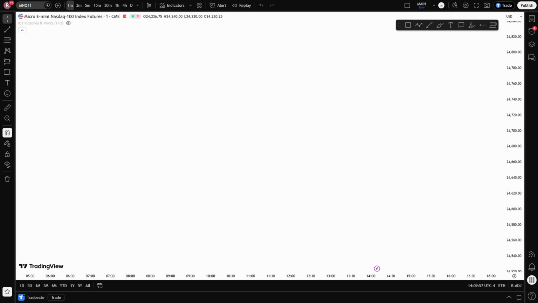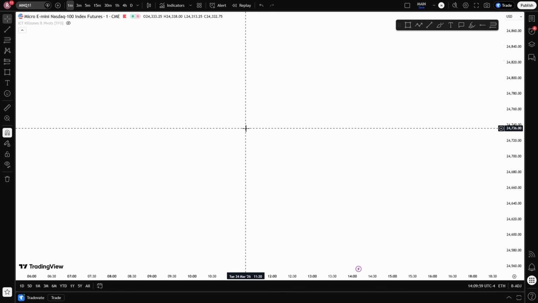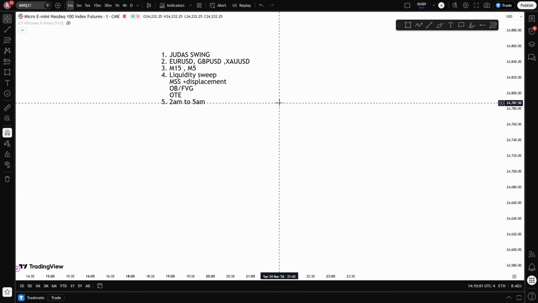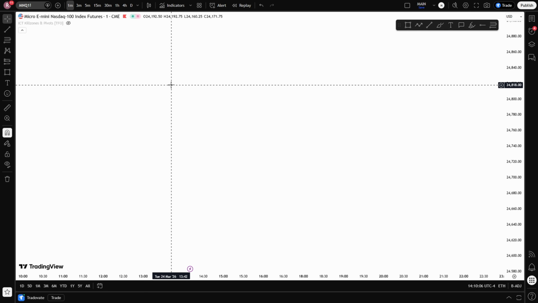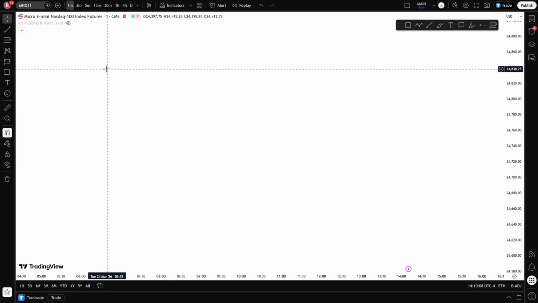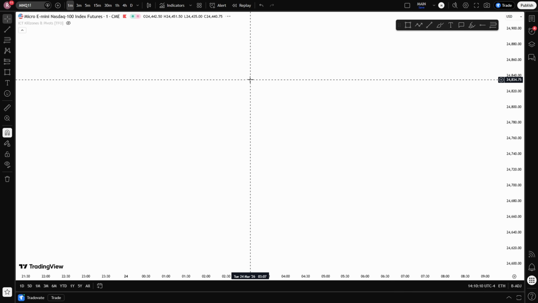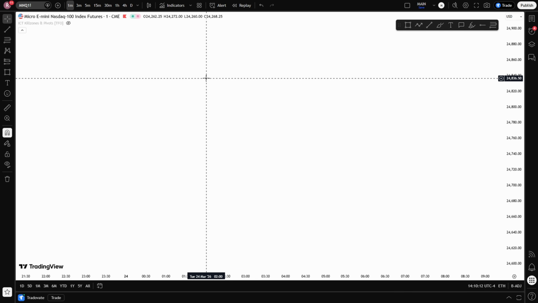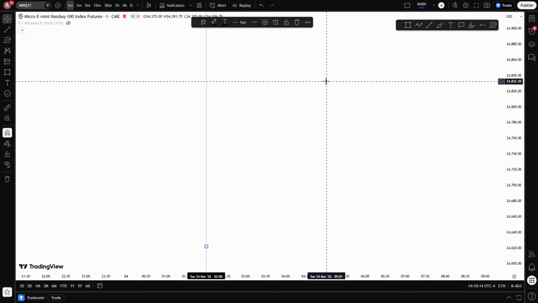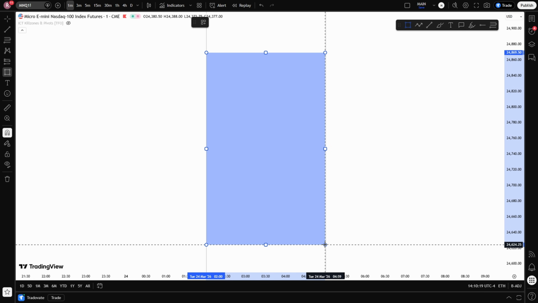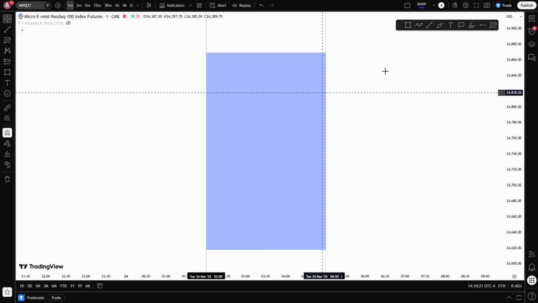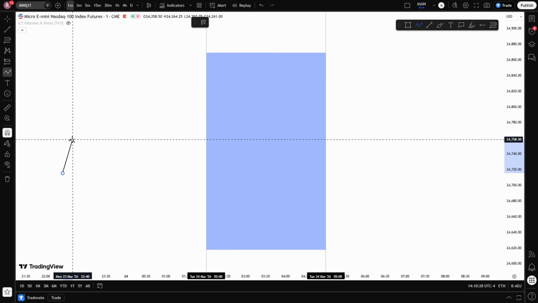So first things first, you need to mark out your London session, and you can either do this manually or use an indicator. But the key is to clearly define that 2 a.m. to 5 a.m. New York time window, because that's where this entire model plays out. Now, before the session starts, you don't have any bias, and this is very important. You're not trying to predict the market. You're just letting price do whatever it wants, whether it moves up, down, or just ranges.